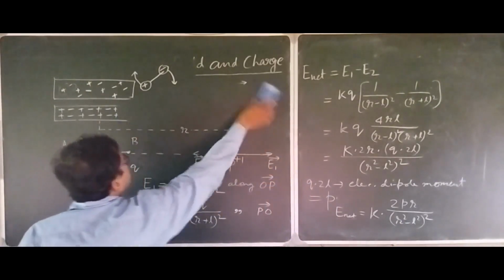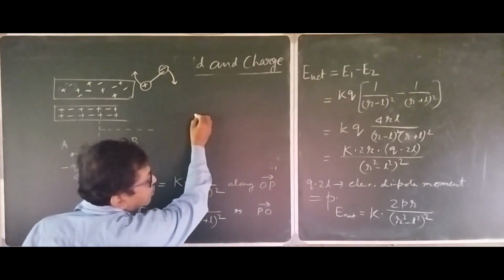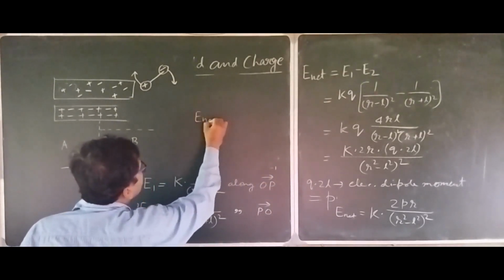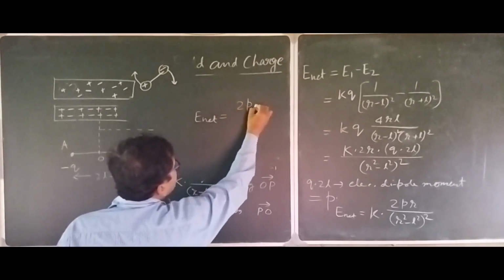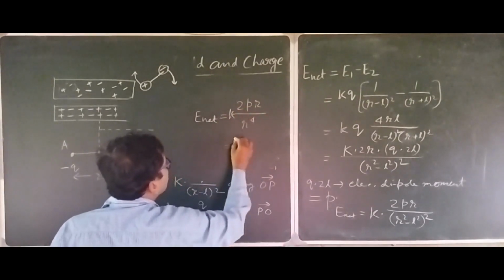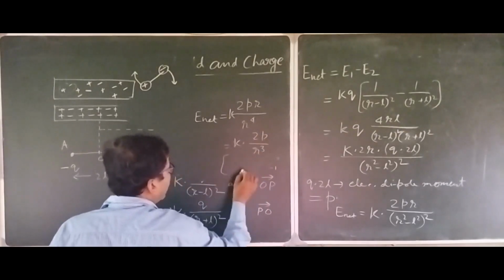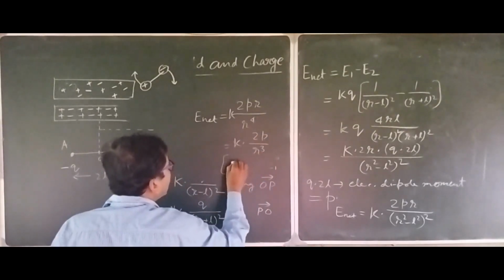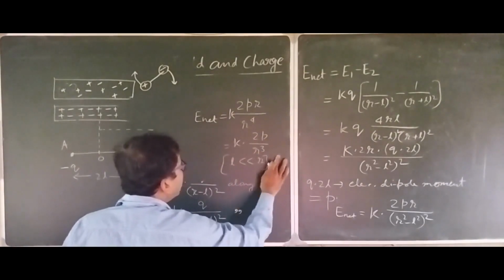So for that we can write E net is 2pr by r to the power 4, so 2p upon r cube, when l is very much less than r.